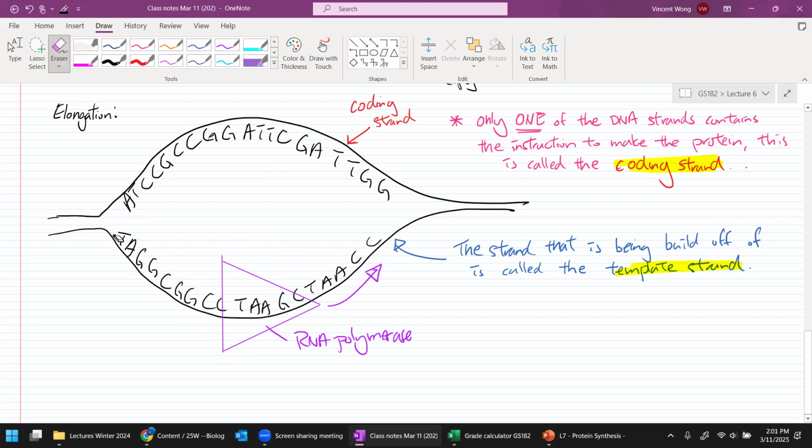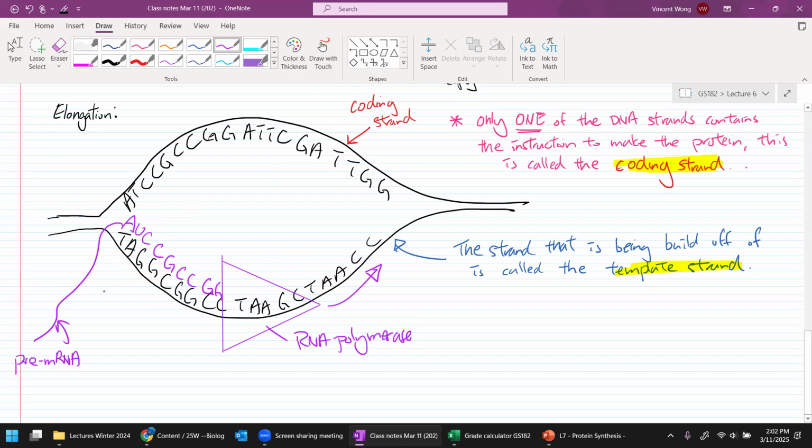When it was moving along, it sees the T. What is it going to build? A. And then when you see a T, what are you gonna build? Try again. U, right? Because we're building RNA, right? Yeah. And the next one? C, G, so on and so forth, right? Okay. And so this here is the RNA, okay? But it's pre-mRNA. It's not done yet, okay?